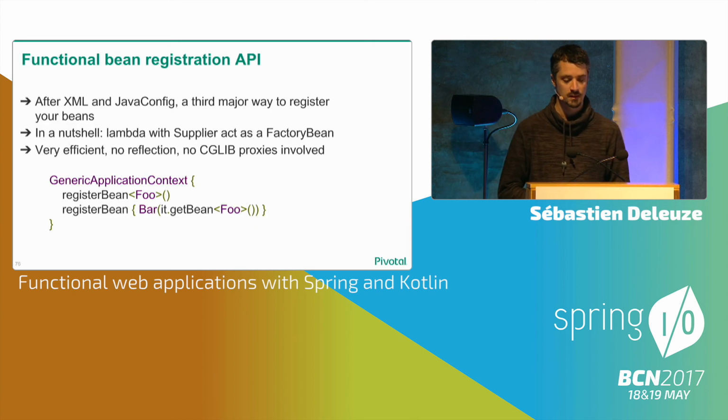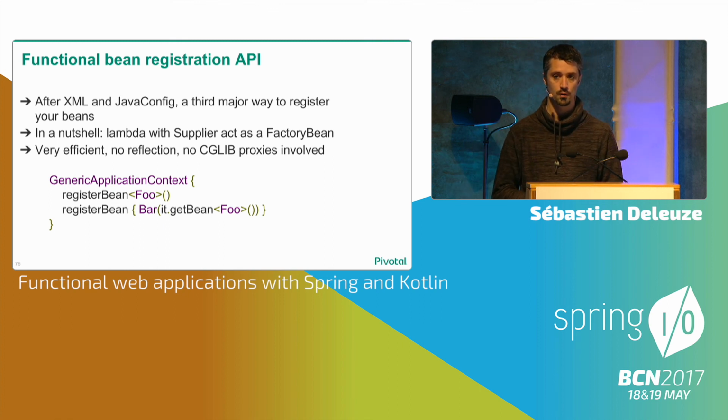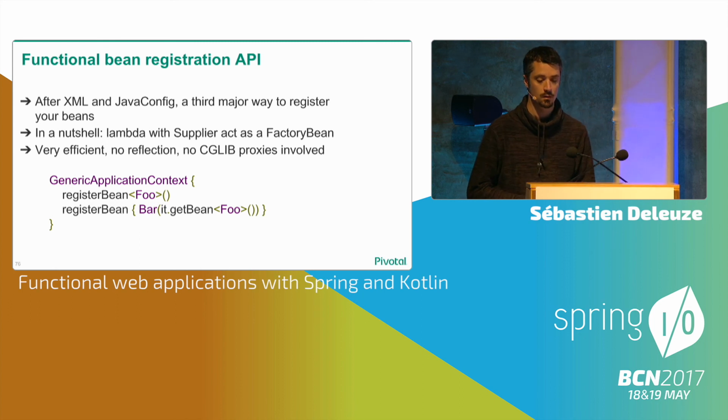One interesting thing is this functional bean registration API, which is a good fit with an application that already uses functional API for the web parts and for the reactive API. So after XML and Java config with @Bean annotations, we are adding with Spring Framework 5 a third way to register your beans using lambdas. In fact, the lambda will be used as a way to perform deferred instantiation of the beans. So the lambda supplier will act as a bean factory.